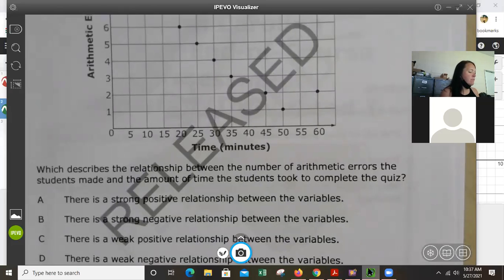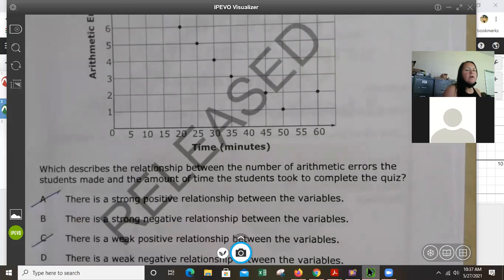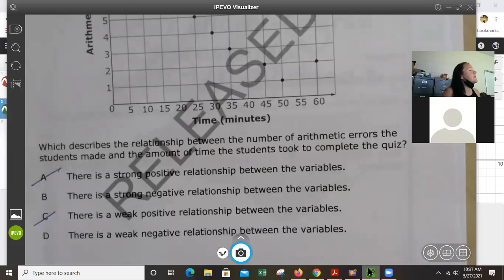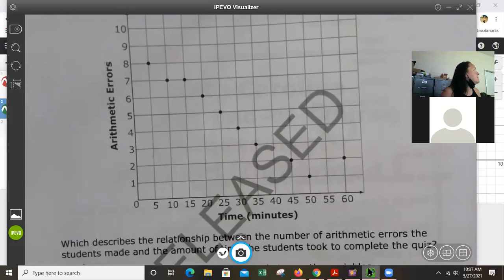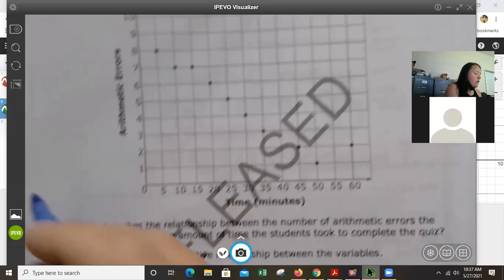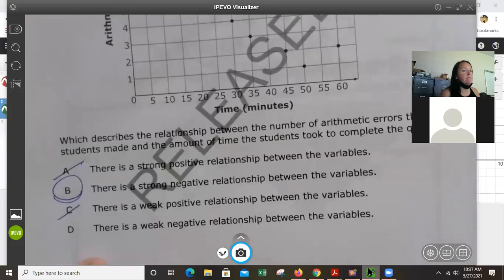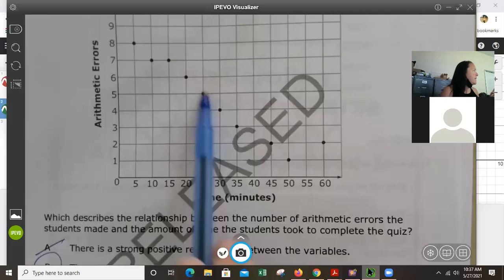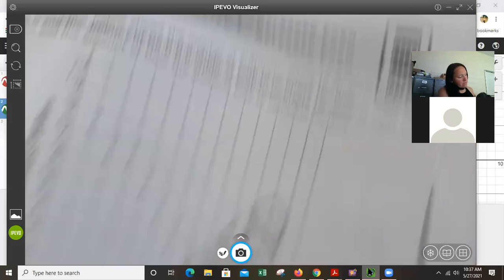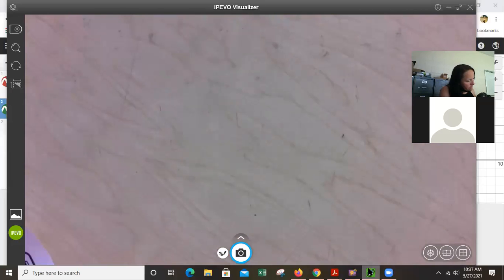First of all, is it going up or down? It's going down, so that's got to be negative. So we're going to eliminate these. The question is, is it strong or weak? Can you see an almost linear shape? That means it's very strong. Does everybody understand that? So 49 is B, just looking at it. Again, what would make it weak is if they're more scattered out. See how this almost makes a perfect line? That means it's strong.